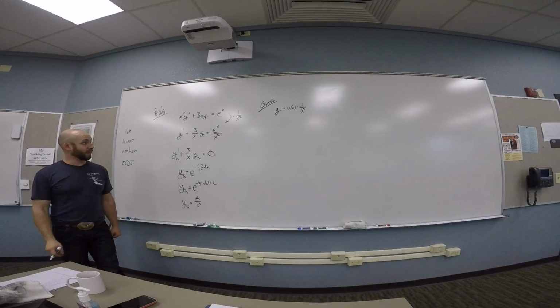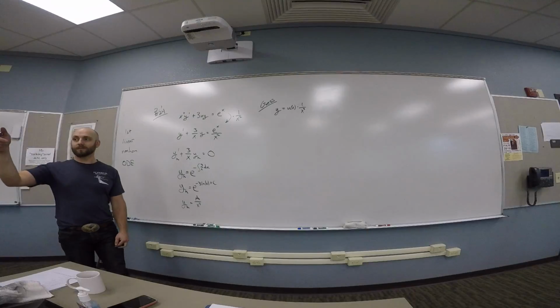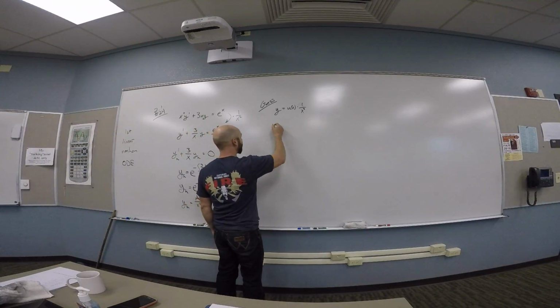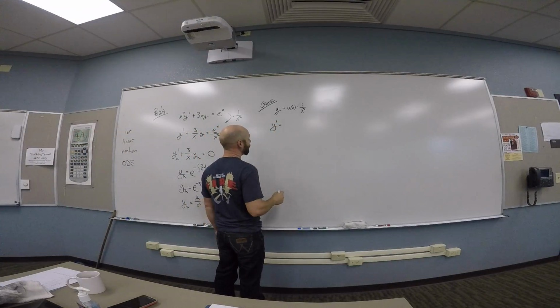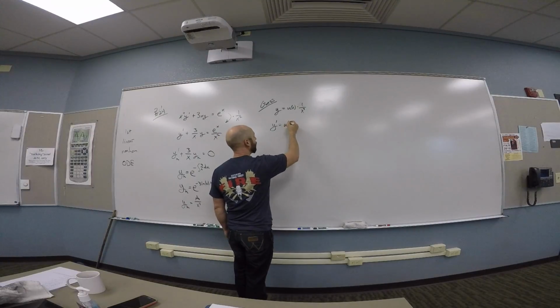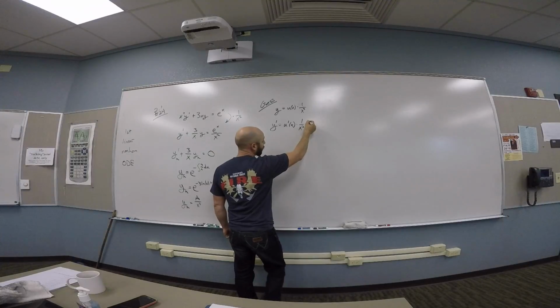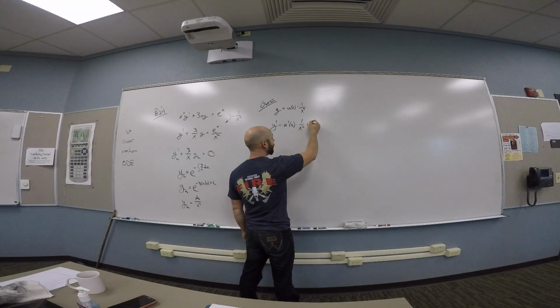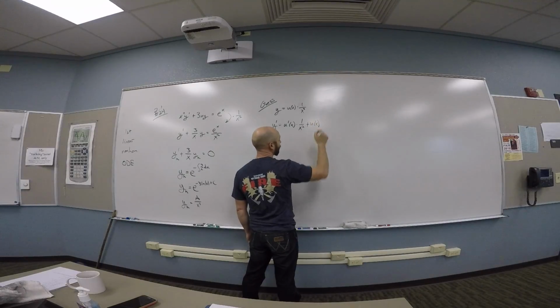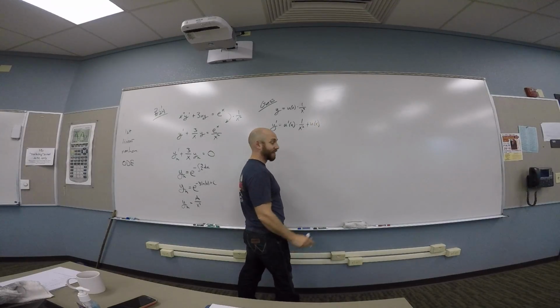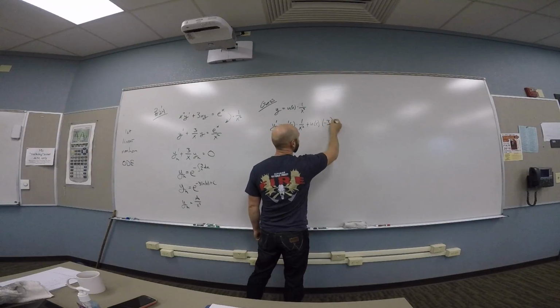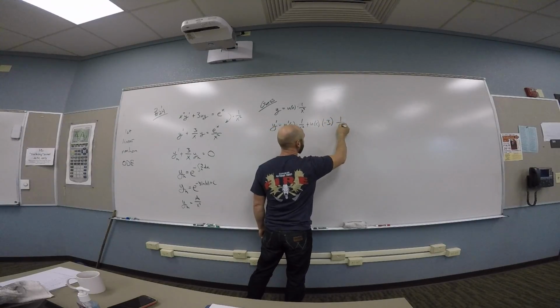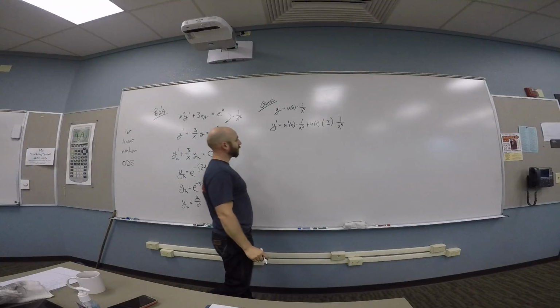And then you differentiate. So you get u prime of x times 1 over x cubed plus u of x times negative 3 over x to the fourth. And then what do you do with this?